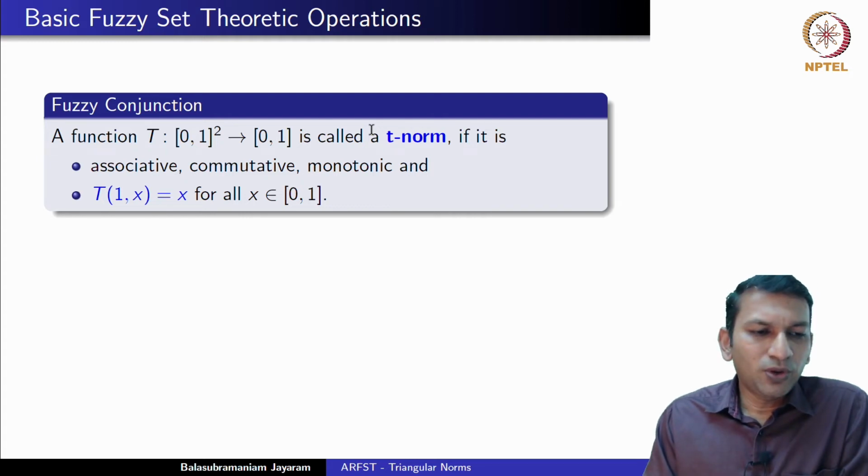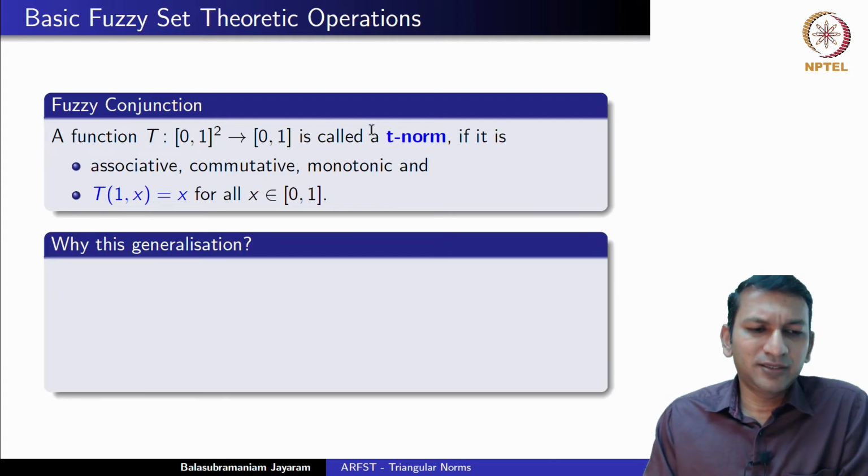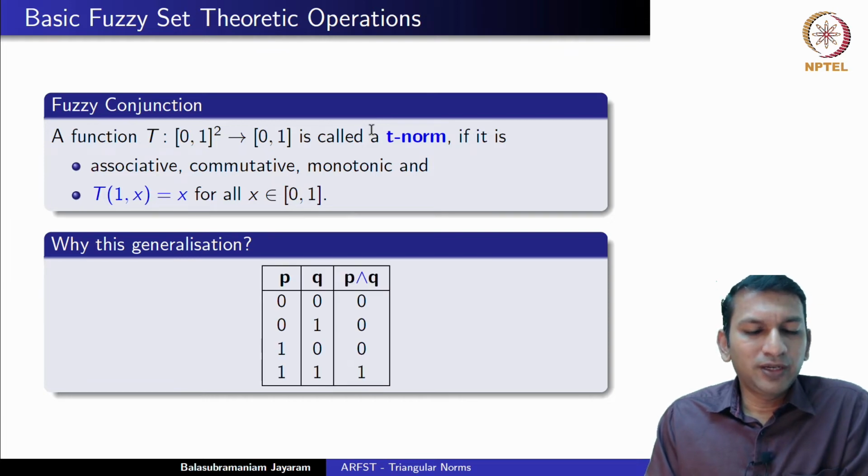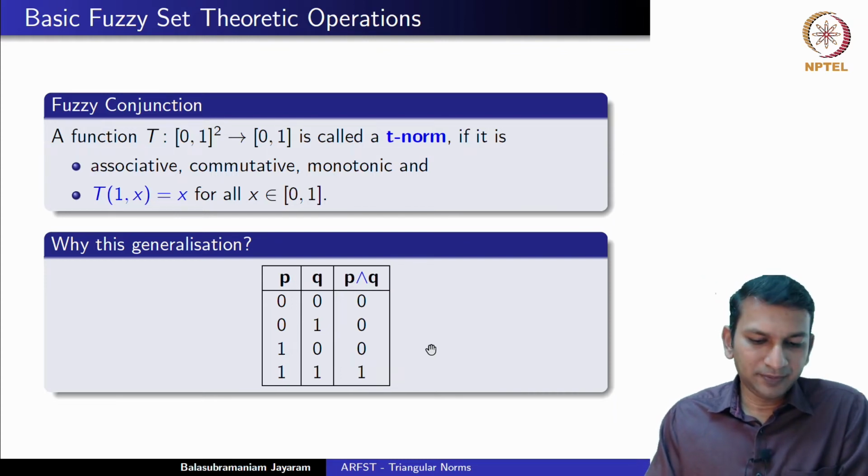Now, is this warranted? Why this generalization? First of all, if you look at the truth table for the binary conjunction, classical conjunction, you see here 1, 0 is 0 and 1, 1 is 1, which perhaps gives us this idea that perhaps we can ask for 1 to be an identity.